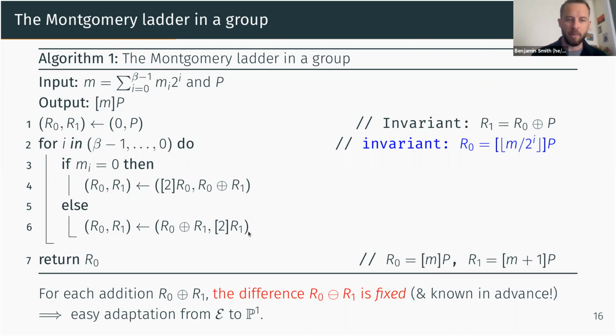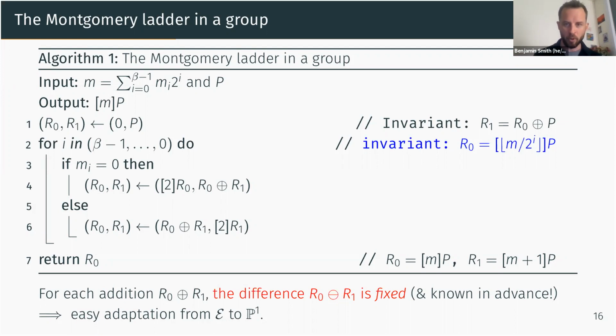So the way to remember this is you think, okay, well, the value of the bit is just controlling which one of these two gets doubled, and the other one's going to get the sum. Right? So if the bit is 0, you double R0, and R1 is going to get the sum. If the bit is 1, then you double R1 and R0 is going to get the sum.